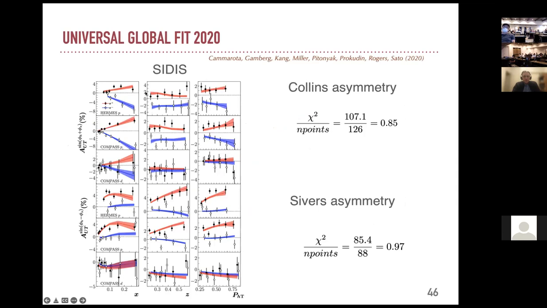For SIDIS, that's how it looks. For pi plus and pi minus, pi plus in red, pi minus in blue. On proton target, COMPASS on proton targets, COMPASS on deuterium, HERMES on the proton. For SIDIS, this is for Collins asymmetries, and COMPASS proton for x, z, and PT dependence. Quite perfect chi square of around 0.85 for Collins, 0.97 for Sivers.